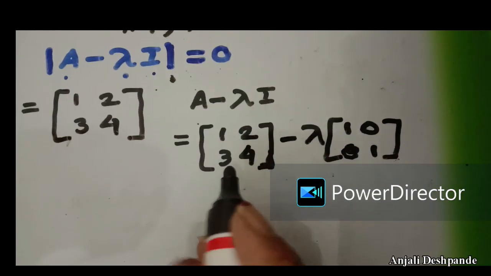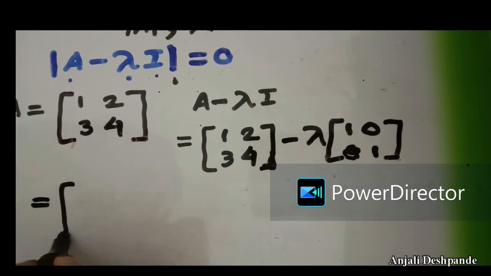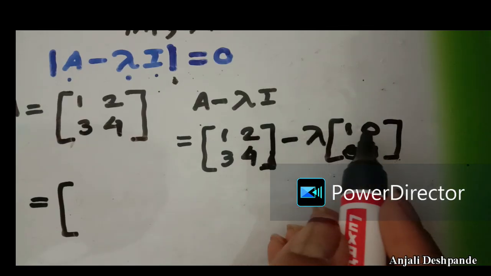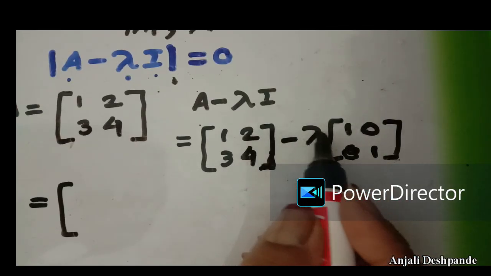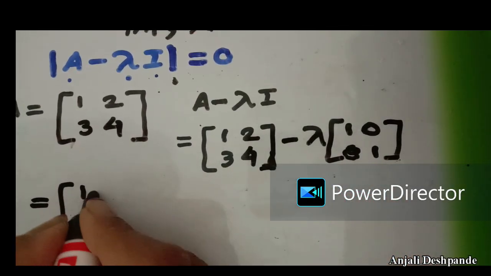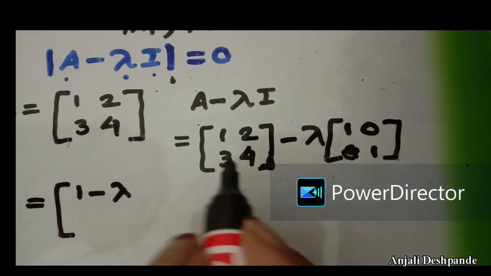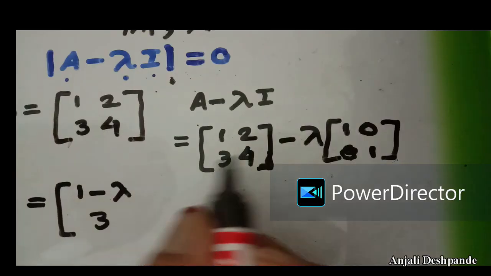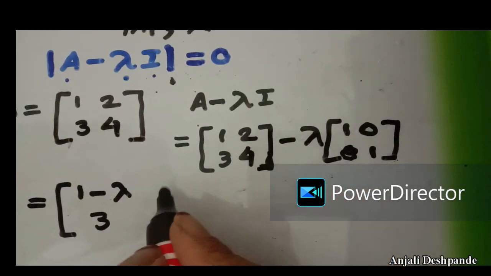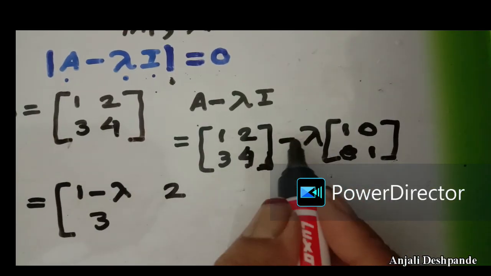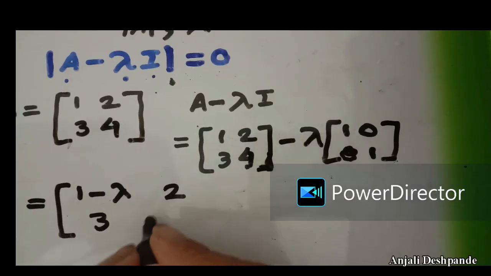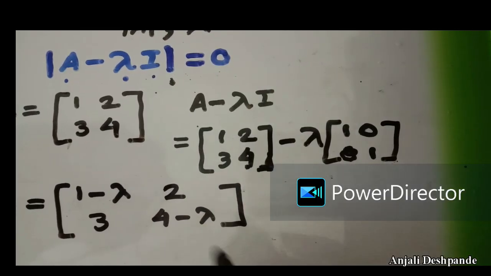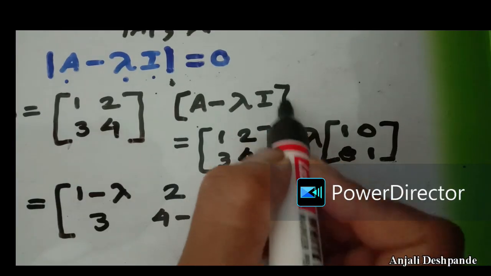Okay, so now we are going to write this as 1 minus lambda. We have already seen matrix addition and subtraction, so you can go to that video and check it. So 1 minus lambda. Now 3 minus lambda times 0, that is 3. Then 2 minus lambda times 0, that is 2. Then 4 minus lambda times 1, that is 4 minus lambda. So this is our matrix A minus lambda I.